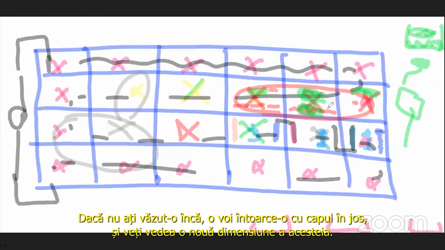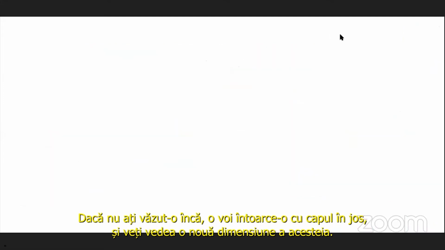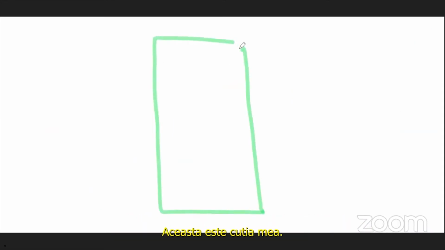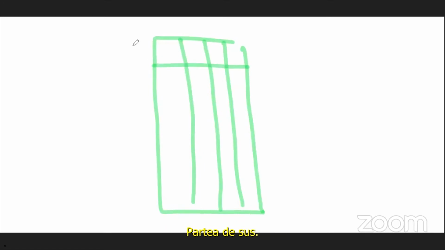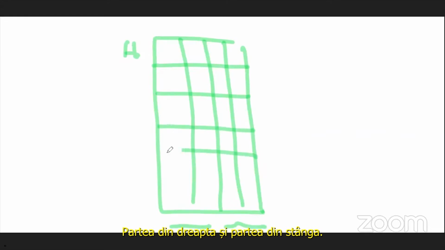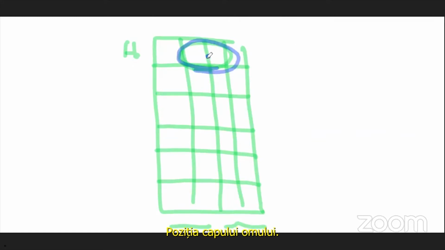If you haven't seen it, I turn it upside down. You'll see another dimension to it. This is my box. The head. Right side, left side. Position of the head of the man. Position of the soul of the man.